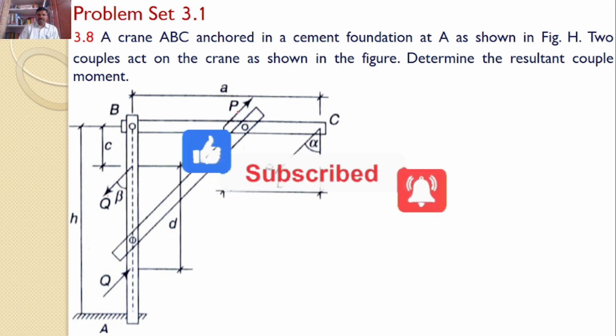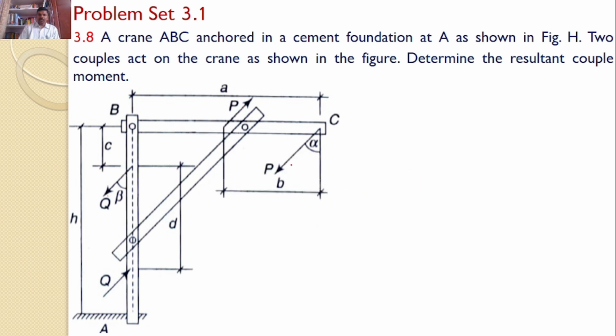Now, first let us try to find the couple produced by this P and the couple produced by this Q. The couple, by definition, is the force P times the perpendicular distance. Now the force value is P, but this perpendicular distance is not known. I know only the horizontal distance between these two, which is B, but the perpendicular distance is not known.